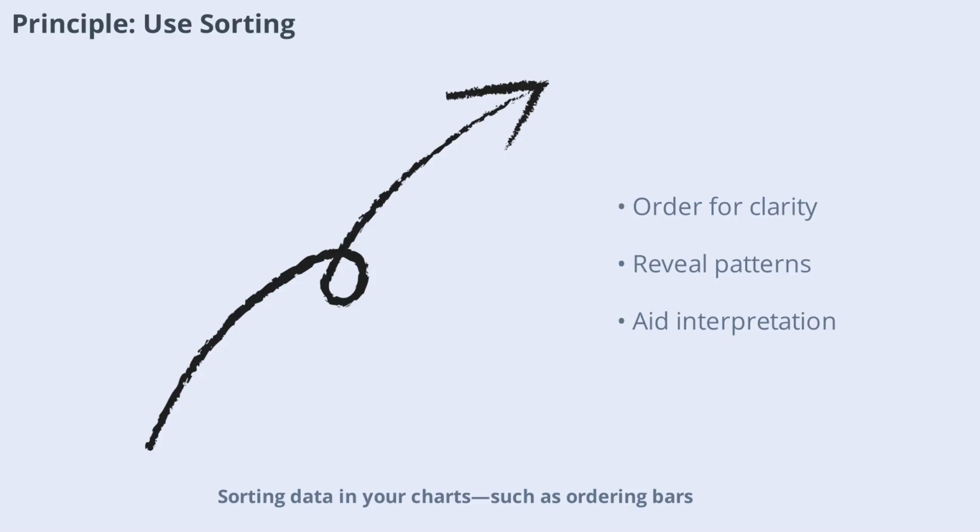Sorting data in your charts, such as ordering bars from highest to lowest, can make patterns more apparent. Sorted visuals are easier to interpret and help viewers draw meaningful conclusions from the data.